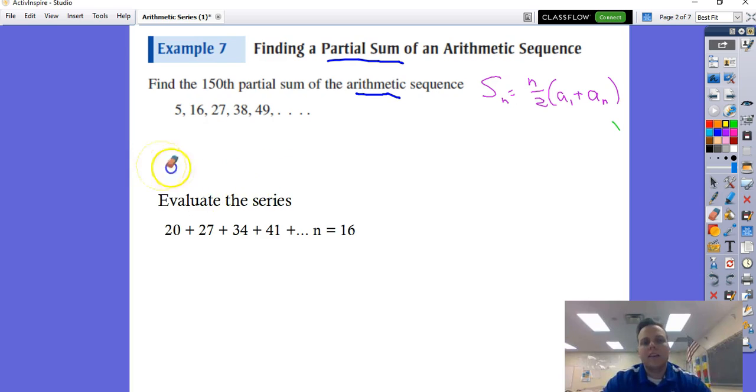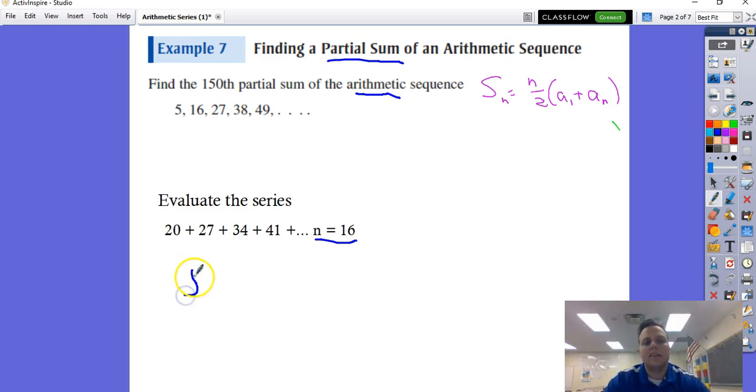Now, this says evaluate the series. Okay? And it tells us that the total number of terms I'm going to get is 16 terms total. So I'm adding all these together. So I will continue to add these together to infinity. But it doesn't want me to do that till infinity. This question just wants me to find the addition if the first 16 terms are added together.